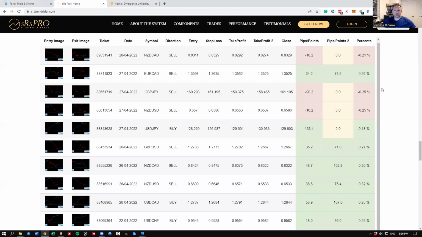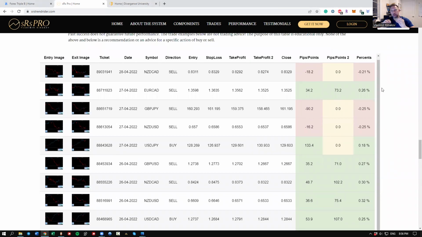And you don't need to focus on hyping yourself with a 100% success rate. What you need to focus on is a stable 60 to 70% success rate. With an average of 1-to-1 risk reward, you're going to make amazing returns.